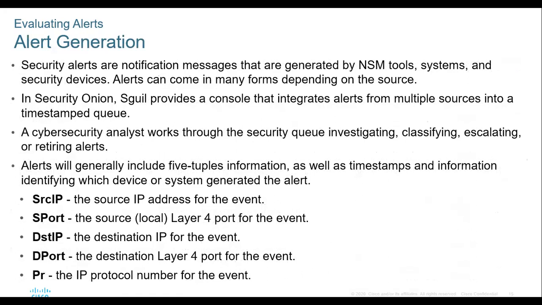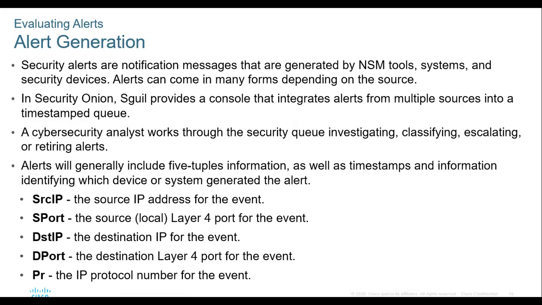So let's look at alert generation. Security alerts are notification messages that are generated by NSM tools, systems, and security devices. Alerts can come in many forms depending on the source. So in Security Onion, Squil provides a console that integrates alerts from multiple sources into a time-stamped queue. So a cybersecurity analyst walks through the security queue, investigating, classifying, escalating, or retiring alerts. Alerts will generally include 5-tuple information as well as timestamps and information identifying which device or system generated the alert.